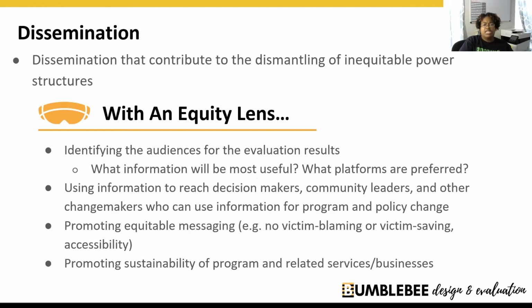Finally, dissemination. So doing that work with an equity lens, some things that you can do when you're thinking about the audience for the evaluation results. We often think about, what does the client want? What does their funder want? And this doesn't mean not to include those, but also to think about beneficiaries. What information would be most useful? What platforms are preferred? Using information that can reach decision makers, for example, community leaders, other change makers who can use information for program and policy change.